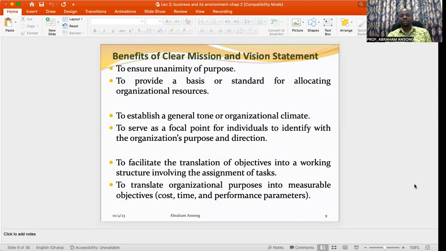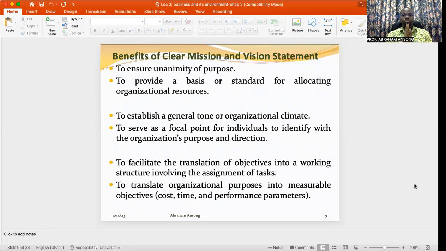All right, so let's look at some benefits of having clear mission and vision statements. First, it ensures there is unanimity of purpose. Once we have our mission and vision statement clearly stated, then we know the purpose. Everybody within the organization knows the reason why the organization is in existence. And so there's unanimity of purpose.